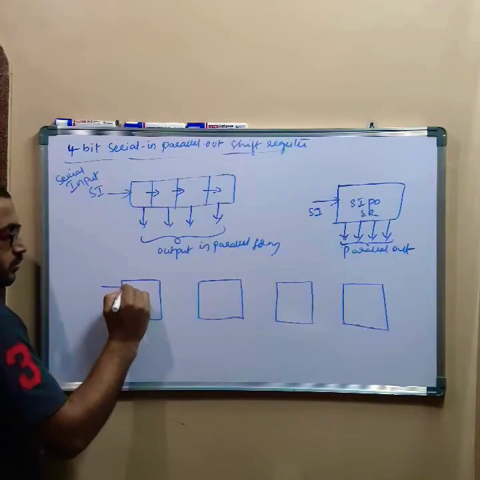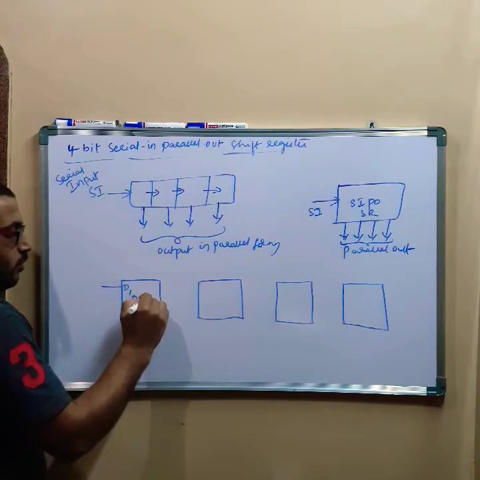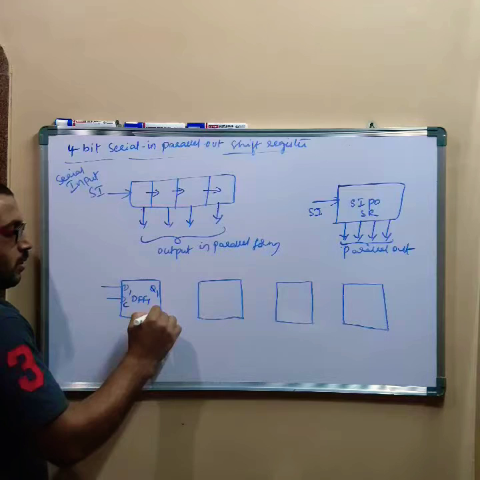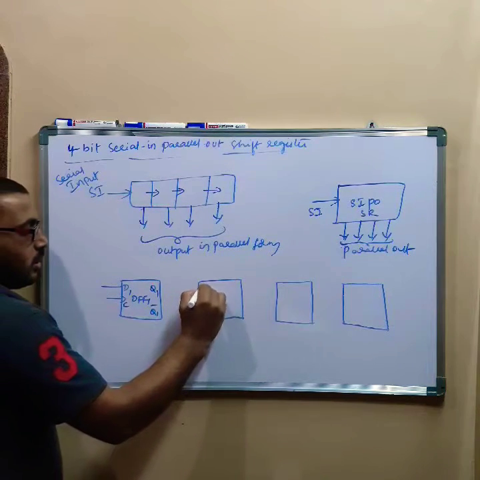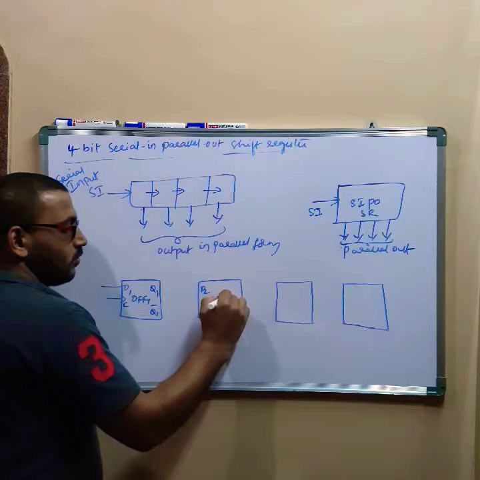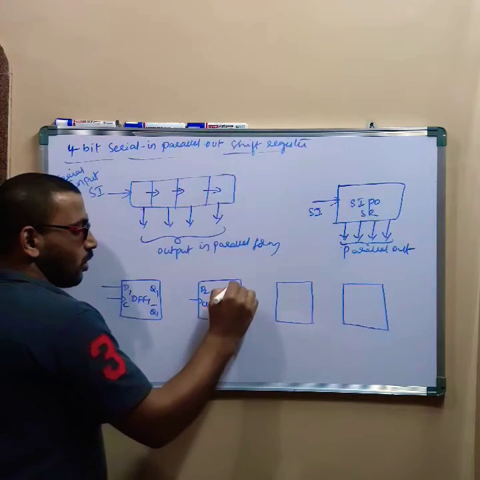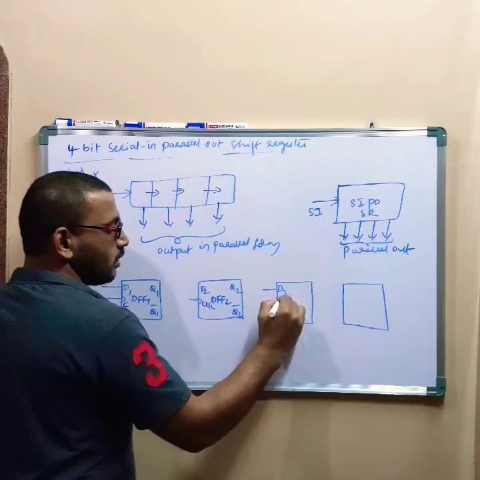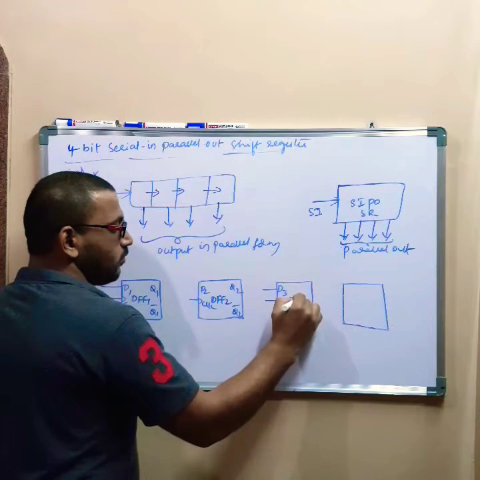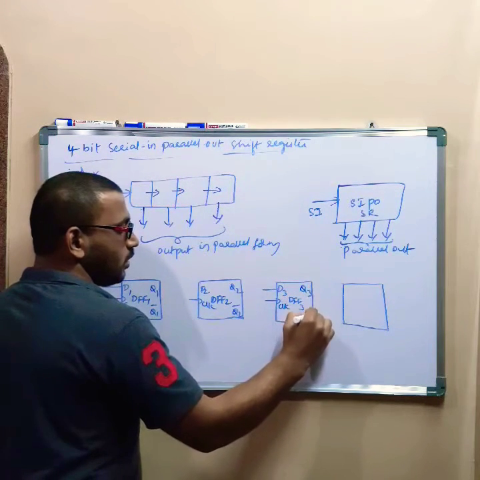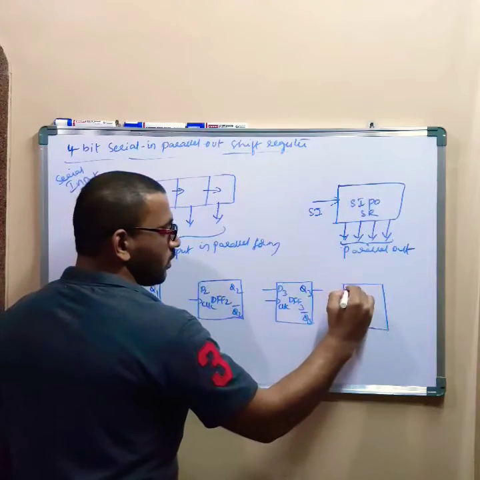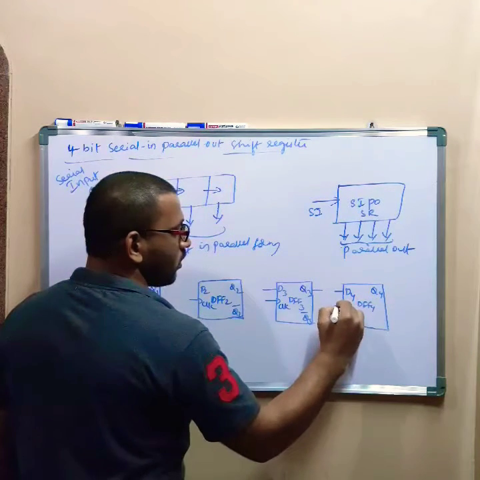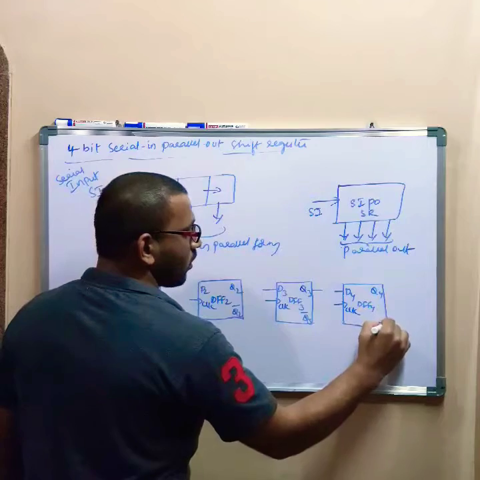So this is D1, D flip-flop 1, clock pulse, Q1, Q1 complement, D2, this is D flip-flop 2, clock, Q2, Q2 complement, D3, clock, D flip-flop 3, Q3, Q3 complement, D4, Q4, D flip-flop 4, clock, Q4 complement.